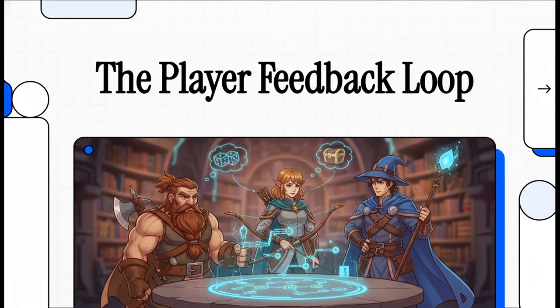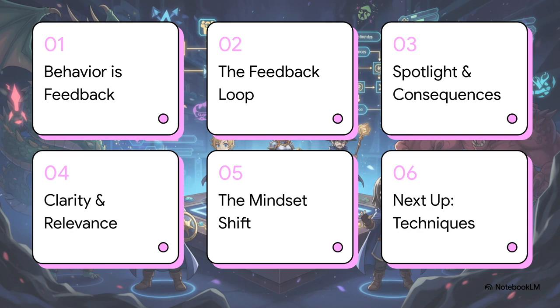All right, welcome back. Last time we started to unpack this idea that our players aren't just being random. Today, we're going to get into the heart of it. Why your players aren't random, they're responding to your design. This is part 2, all about the feedback loop and your design levers. So, here's what we're going to cover today.